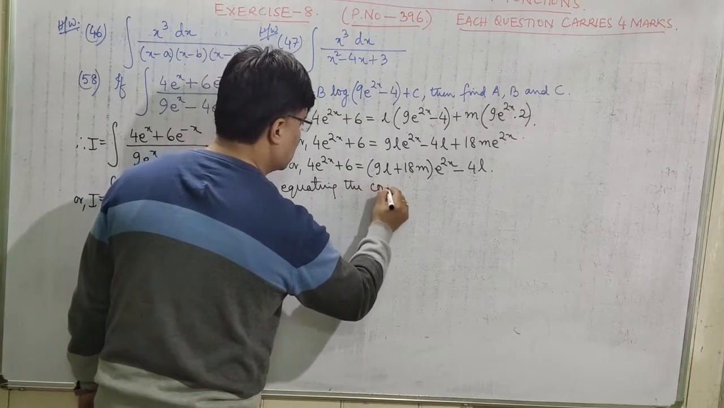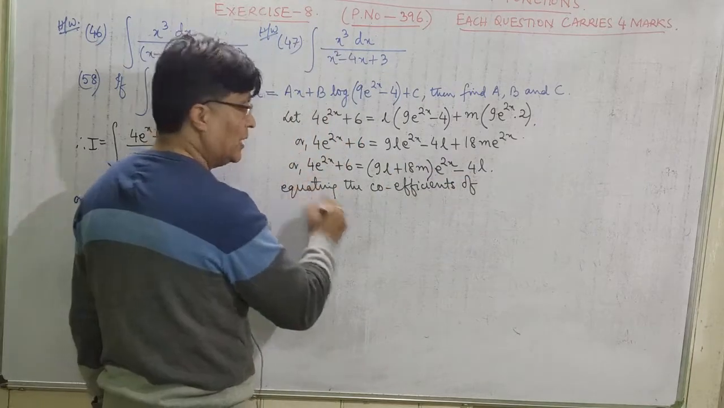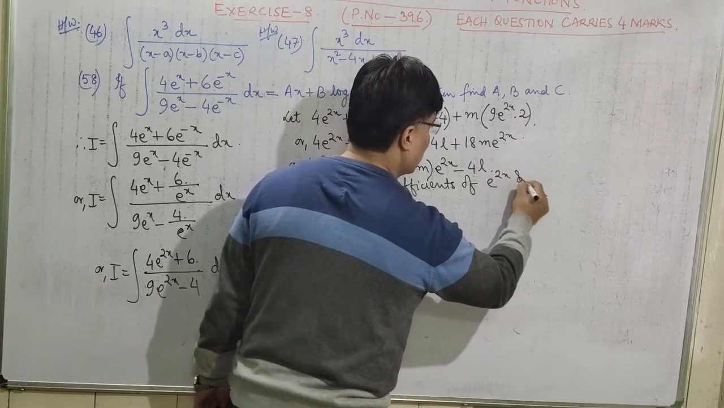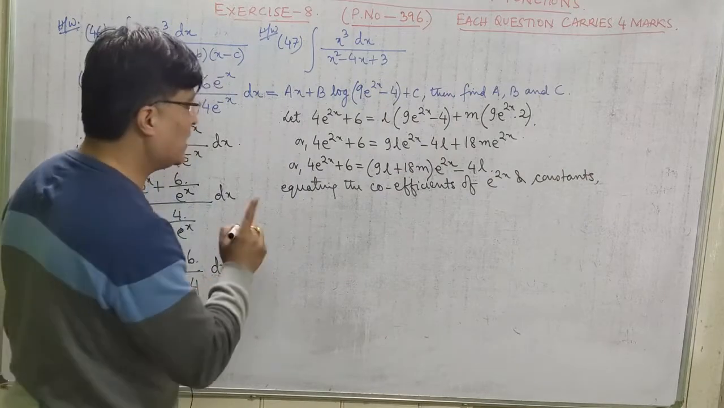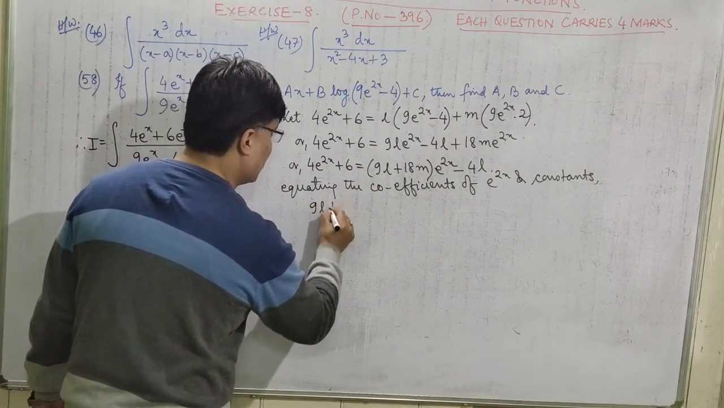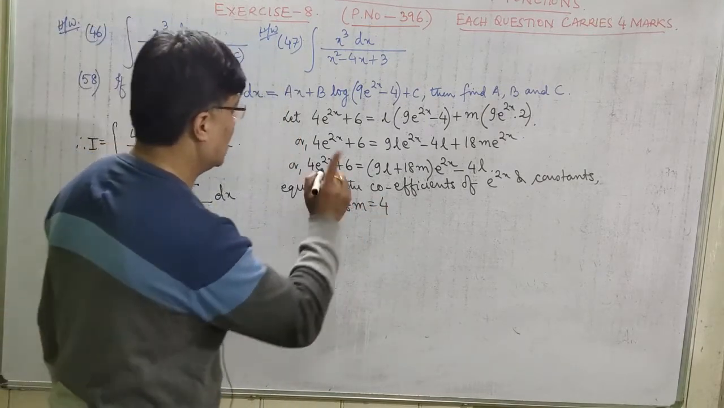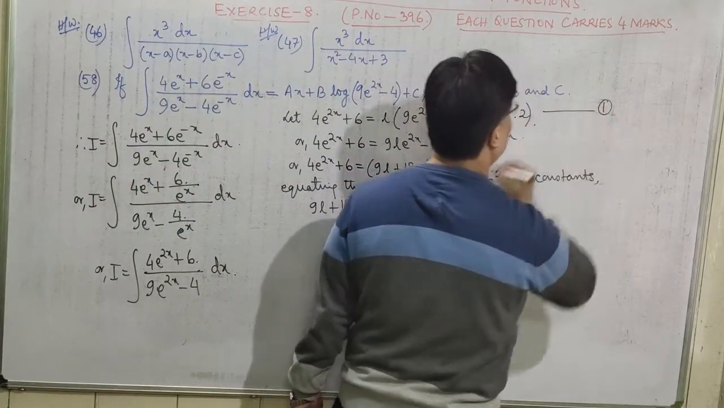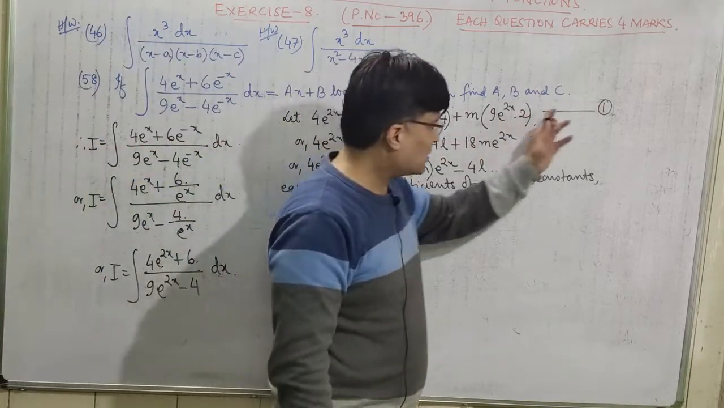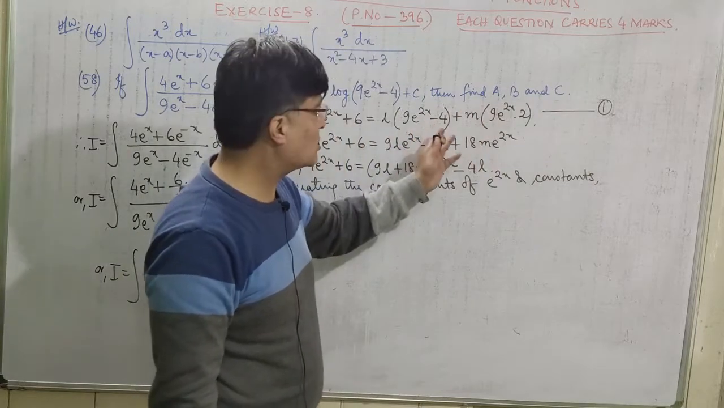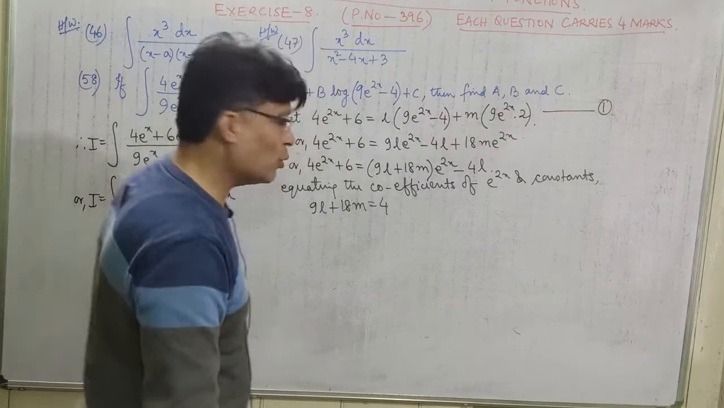So equating the coefficients of e to the power 2x, and constants. So what do we get? That is 9l plus 18m is equal to 4. So let us mark this as number 1. Let us mark this as number 1 because we have to get the values of those constants L and M and put those values of constants L and M here. That's why it is marked as number 1.